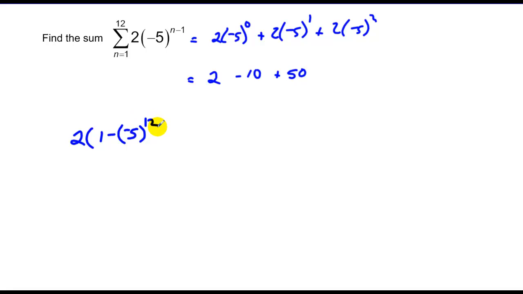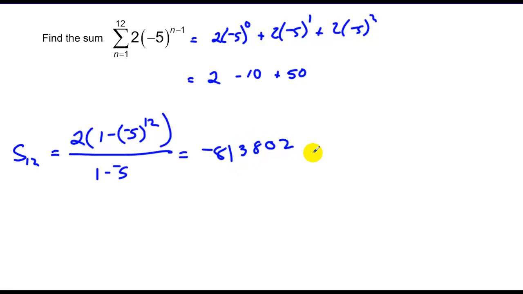Number of terms is 12, over 1 minus that ratio. And we're going to get the sum of the first 12 terms. The answer to this is actually rather large. About -81,380,208.